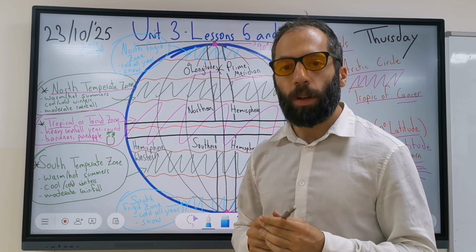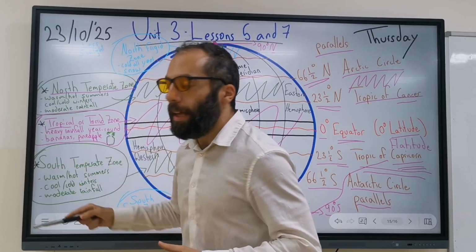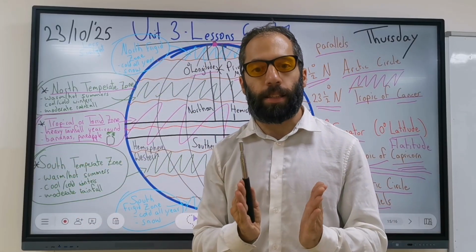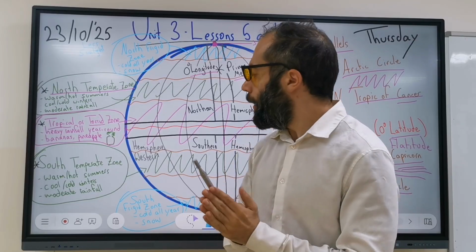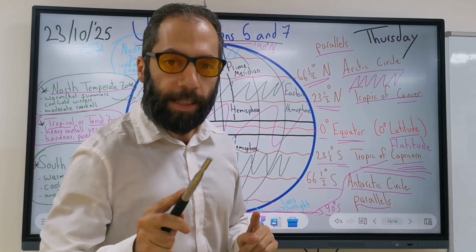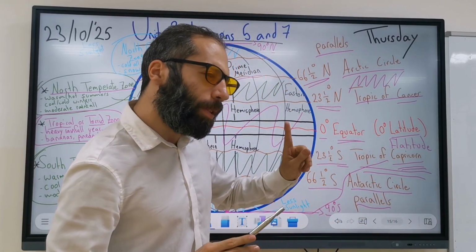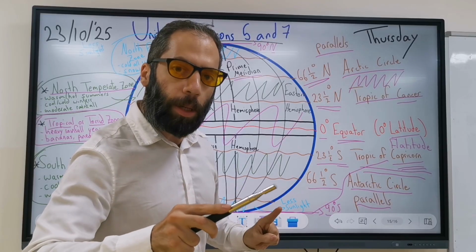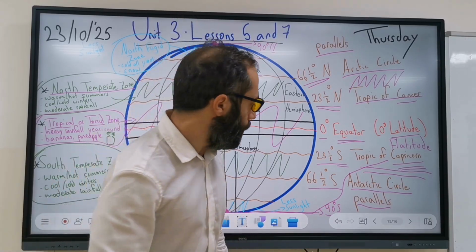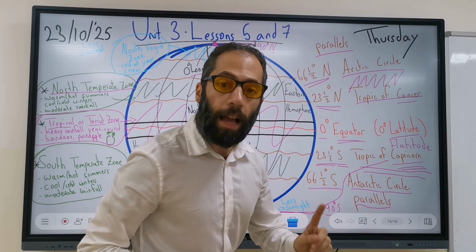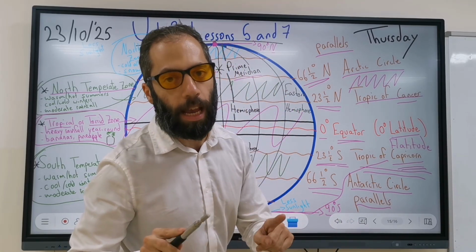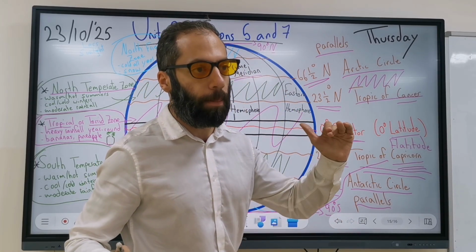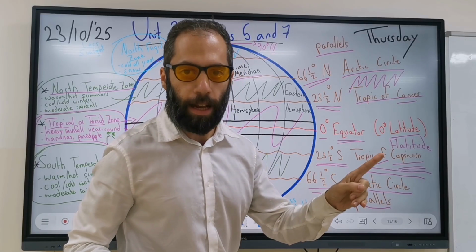Now if we go all the way to the opposite side, you will find the twin sister of the North Temperate Zone, and that is the South Temperate Zone. Now the South Temperate Zone is located similar to the North Temperate Zone. It's also located between 23 and a half degrees and 66 and a half degrees. But of course, south, not north, because it's south, S.